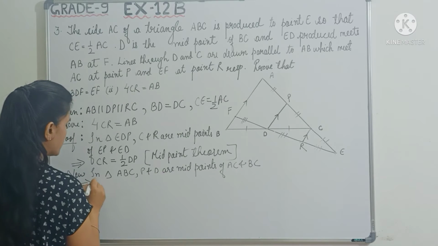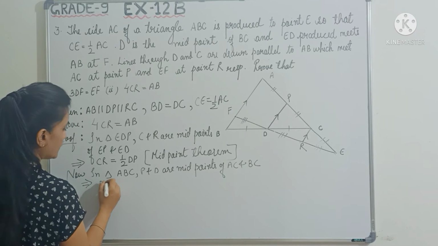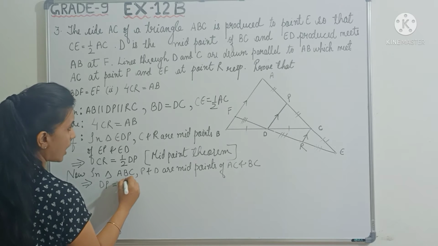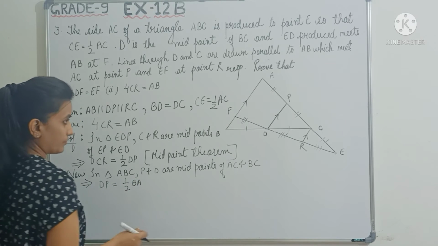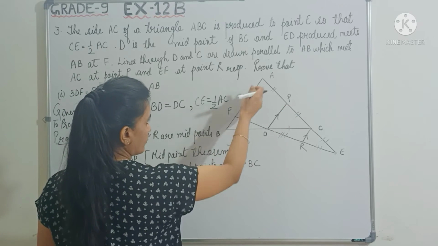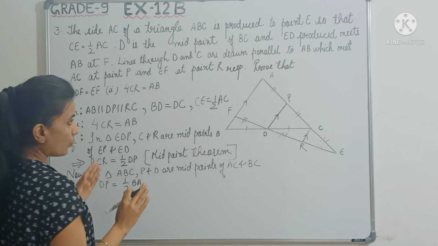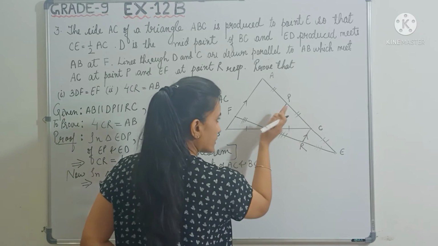This implies DP will be equal to half of BA or AB, anything. DP will be equal to half of DA, right? So we got a connection between this and this and this and this.